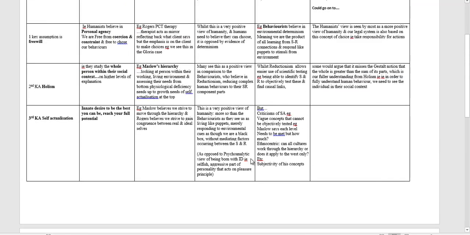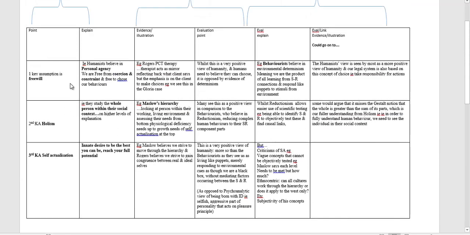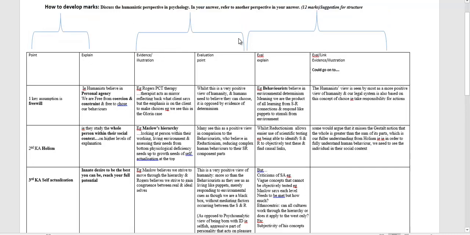So there are lots of different ways to develop, but it's really just trying to give you an idea of how we make a point, we explain that, we bring in some illustration if we can to support our point, then we go on to evaluate, and here within this evaluation we can either just straightforwardly evaluate the humanists, but here we're also trying to make comparisons. And that's where we're bringing in these other perspectives. So you could end up making a judgment which one is better because, but you could just leave it at that point. Okay, so hopefully that will be helpful for you.